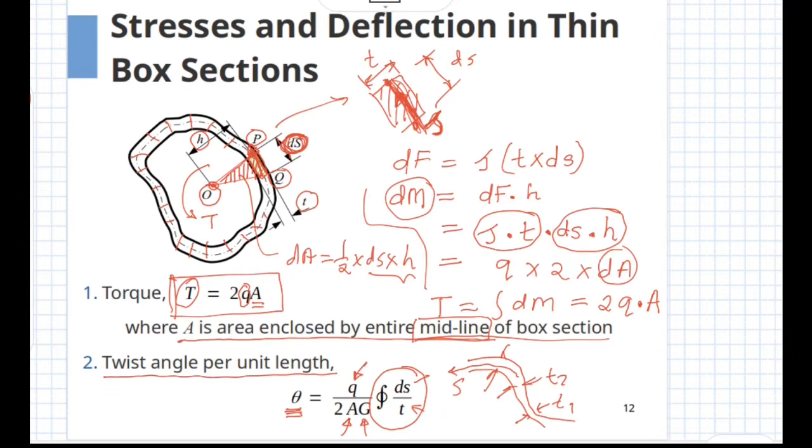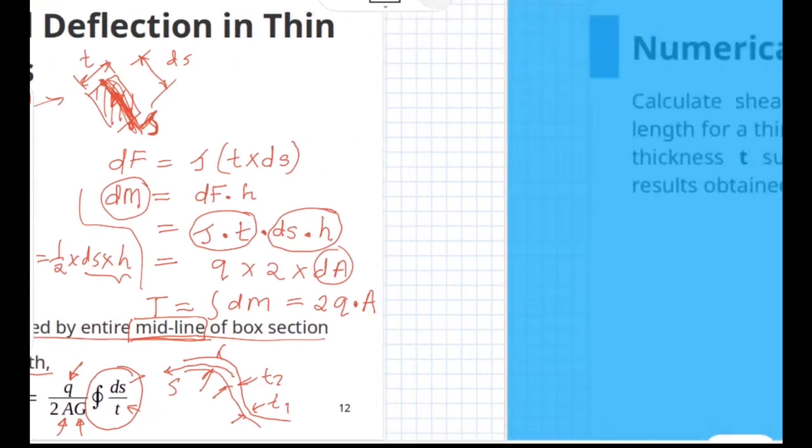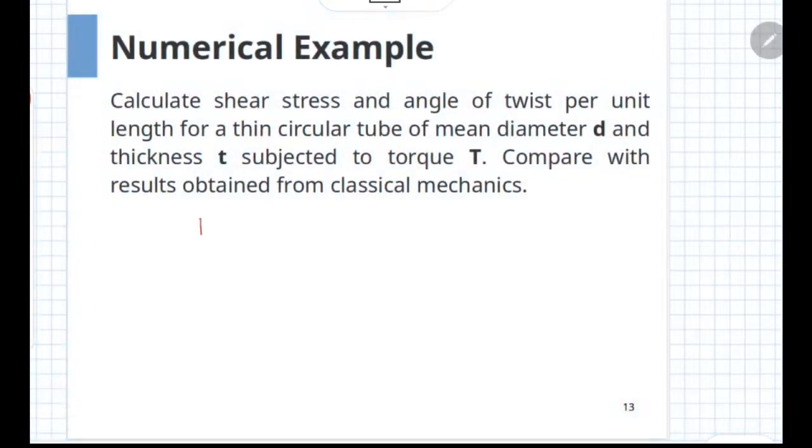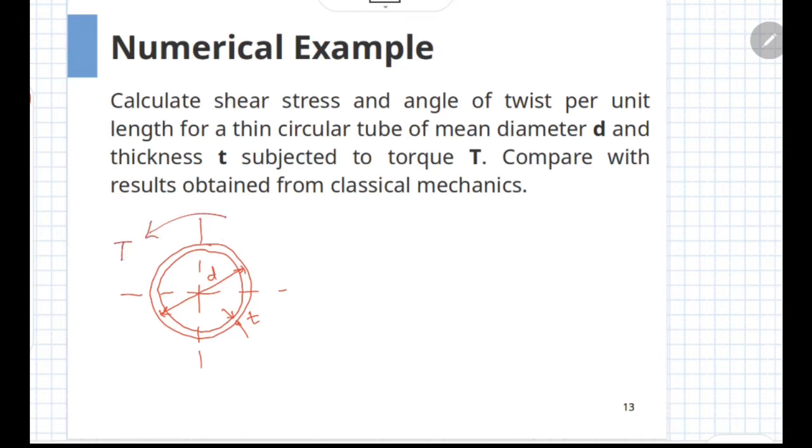Let me illustrate the concept with the help of an example. Let's consider a round cross-section case. So we are having a tube of thin wall thickness. The mean diameter of this tube is given as small d, and the thickness is constant, which is given by small t. It is subjected to a torque T, and we have to find out the stresses and the angle of twist.